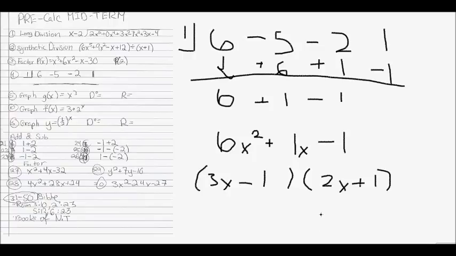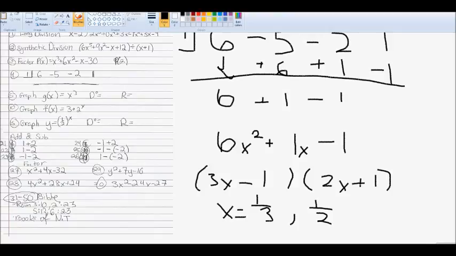Actually, 3x. Yes, this is actually correct. It should be 3x minus 1, 2x plus 1 if you work it out. So then x will equal what? x will equal 1 over 3, or x will equal 1 over 2. Yay, we did it. Fantastic.